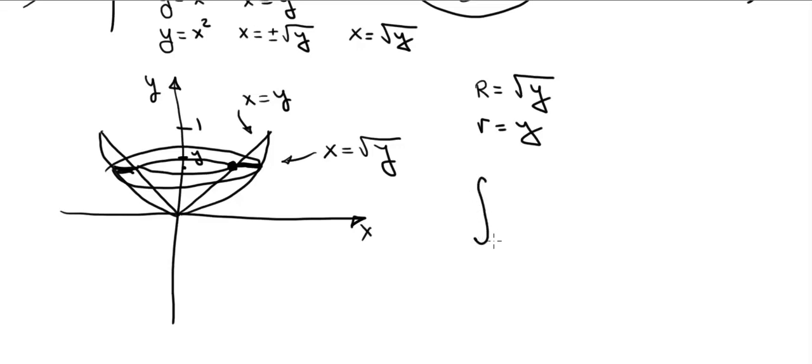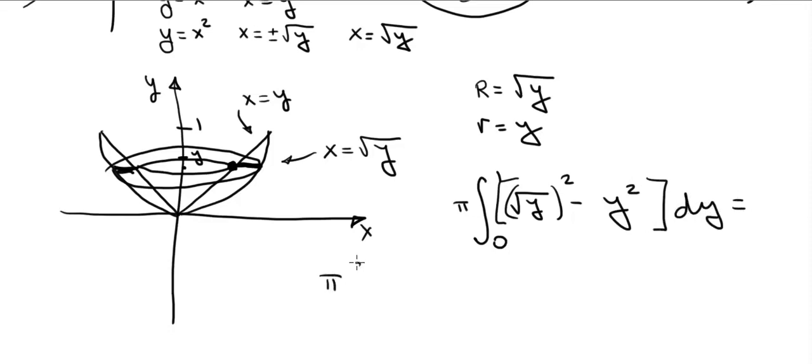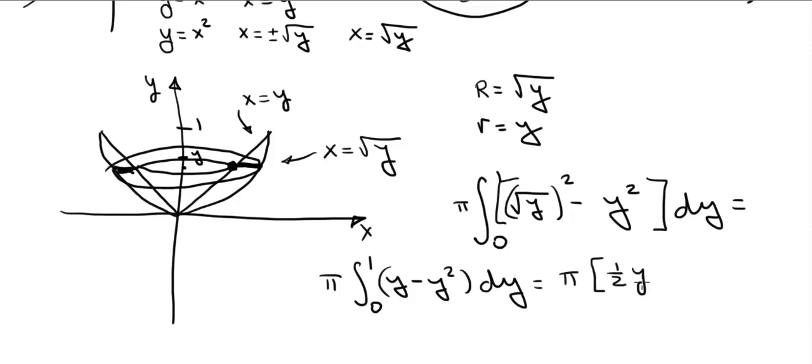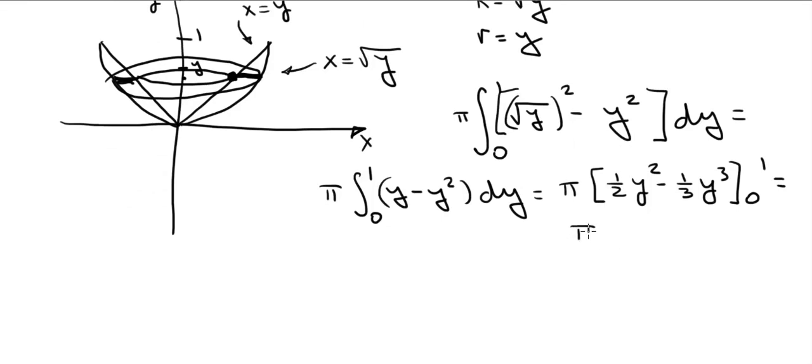And so we're going to integrate from 0 to 1 pi times the big radius squared, so square root of y quantity squared, minus the little radius squared, that's y squared, and integrate this with respect to y. So this is equal to pi times the integral between 0 and 1 of square root of y squared, which is y, minus y squared dy. So this is pi times 1/2 y squared minus 1/3 y cubed, evaluated from 0 to 1. Plugging in 0 we get 0, plugging in 1 we get 1/2 minus 1/3, which is 1/6. So the final answer, the volume of the solid of revolution, is equal to pi over 6.